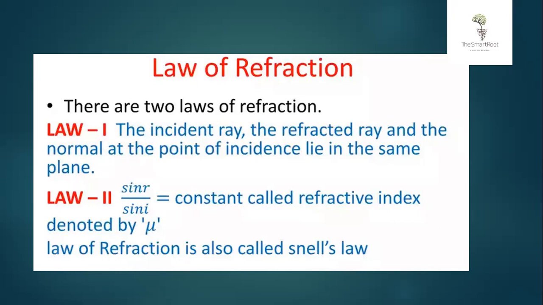Next, the second one is called Snell's law of refraction. This Snell's law is telling me that the ratio of sine of angle of incidence to sine of angle of refraction will give me something called the refractive index. It is denoted by the term mu.